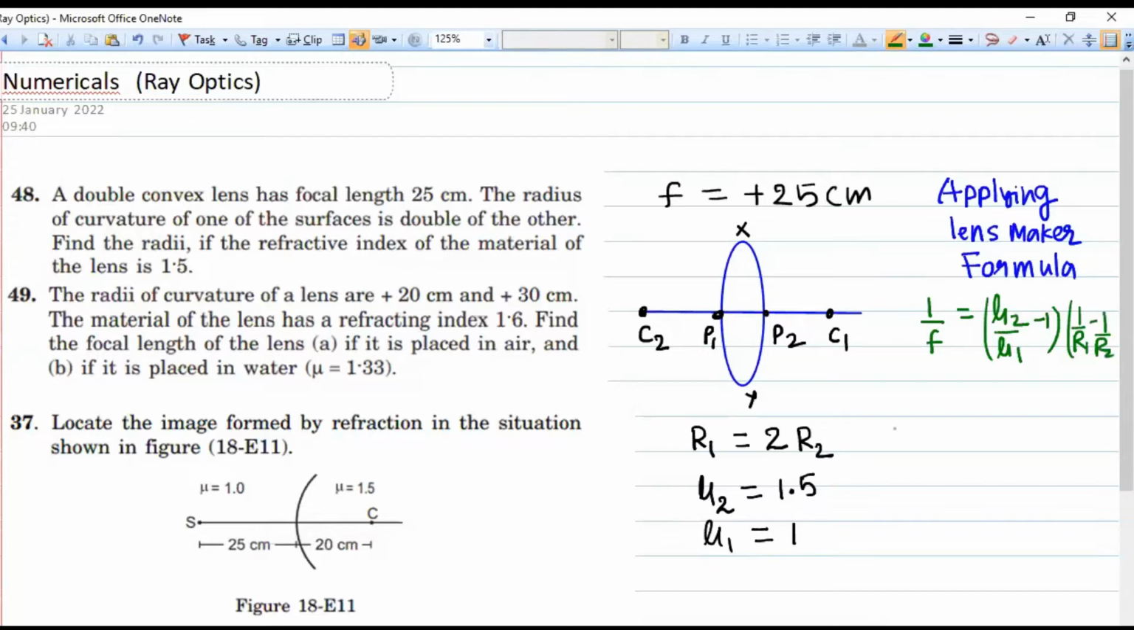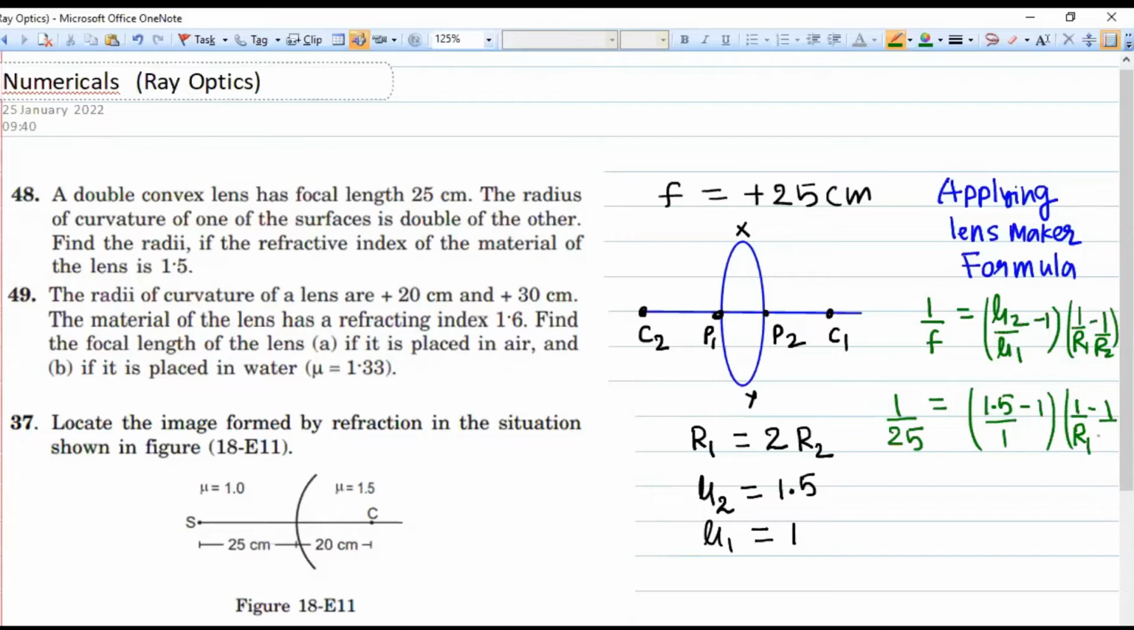Just replace the values. 1 upon f, f is equal to 25. So 1 upon 25 equals mu2 by mu1. Mu2 is given 1.5. Mu1 is also given 1, minus 1. 1 upon R1. You can see P1, C1 is towards the right, so it will be positive. So I'm taking 1 upon R1, minus 1 upon R2. R2 is towards the left, so we take this R2 to be minus R2 using the sign convention.